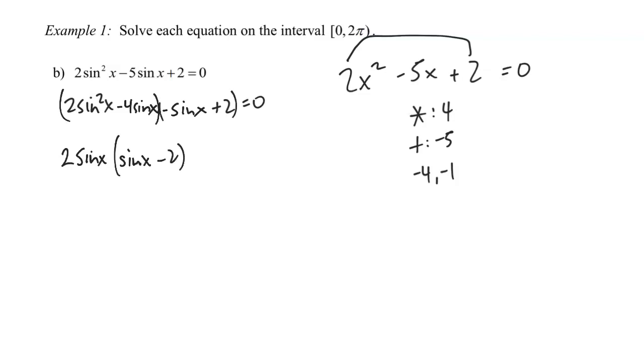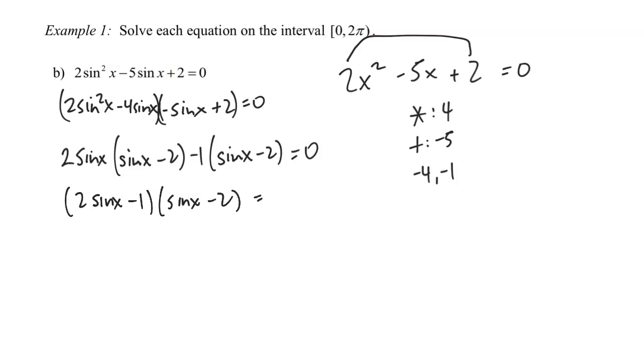From the next 2 terms, I can take out a -1, and so that's what I'm going to take out. And that's going to also leave me with sine x minus 2. And therefore, my 2 factors are 2 sine x minus 1 and sine x minus 2 is equal to 0. Now, I'm going to set both of these factors equal to 0, and so when I set the first factor equal to 0 and solve for sine of x, I'm going to get sine of x is equal to +1/2, and for the second one, I'm going to get sine of x is equal to 2.